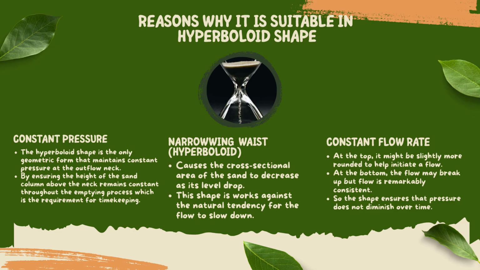First, constant pressure. The hyperbolic shape is the only geometric form that maintains constant pressure at the outflow neck by ensuring the height of the sand column above the neck remains constant throughout the emptying process, which is the requirement for timekeeping. Secondly, narrowing waist. Narrowing waist causes the cross-sectional area of the sand to decrease as its level drops. This shape works against the natural tendency for the flow to slow down.